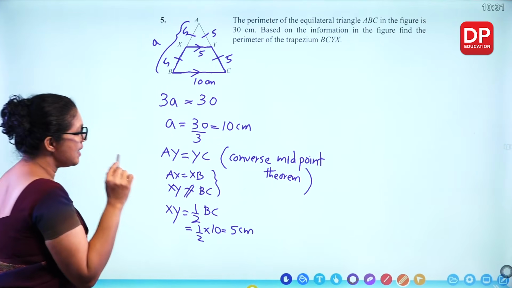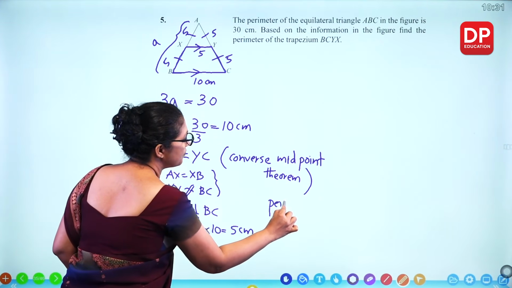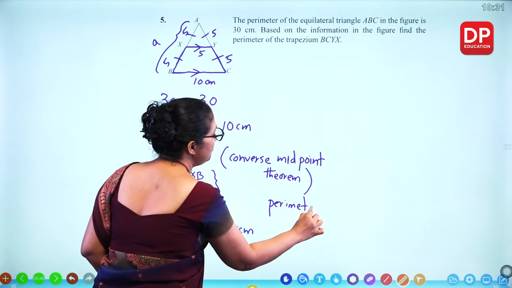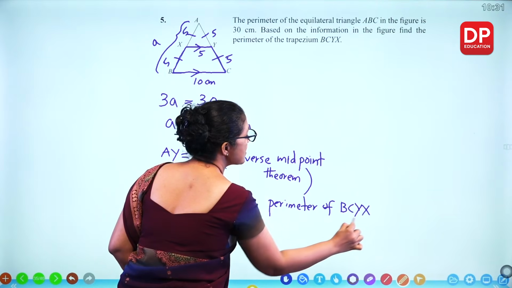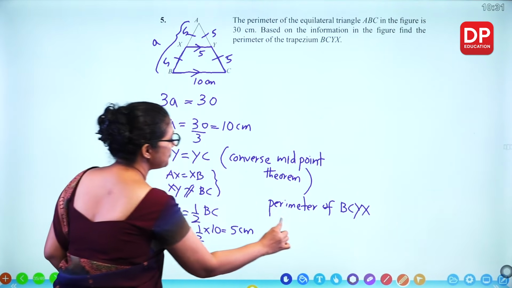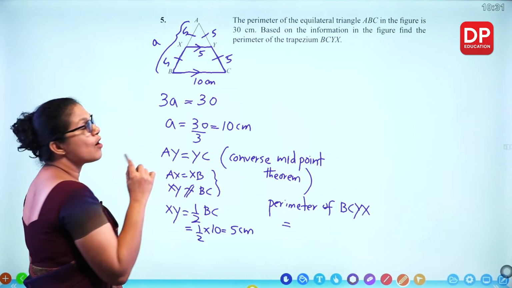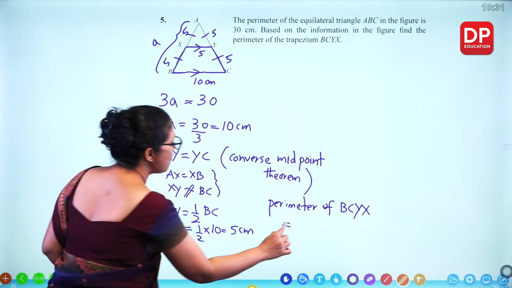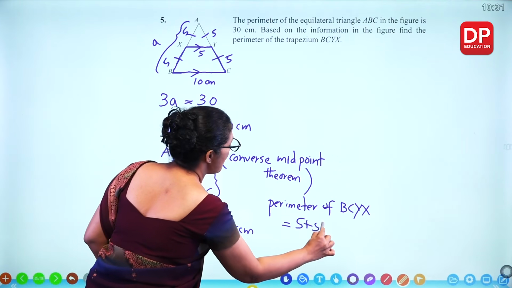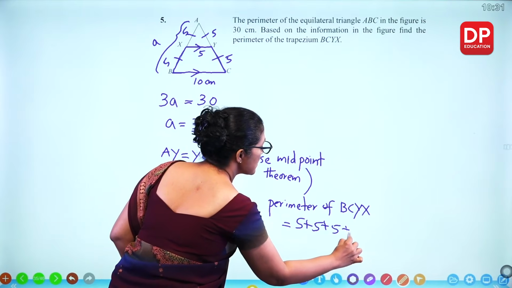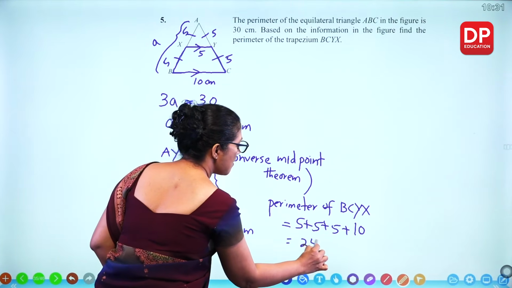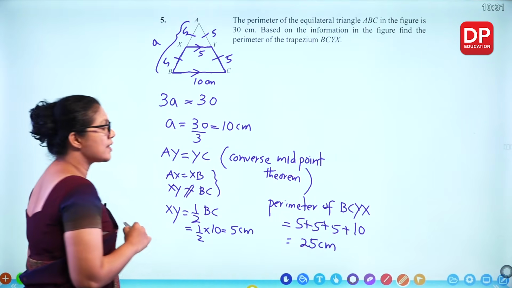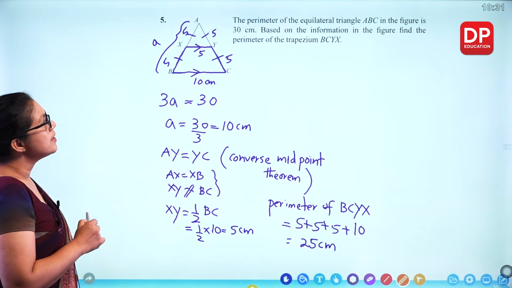So, what's the perimeter of the BCYX trapezium? We can add all the lengths. 5 plus 5 plus 5 plus 10. You get 25 centimeters for the perimeter of the trapezium.